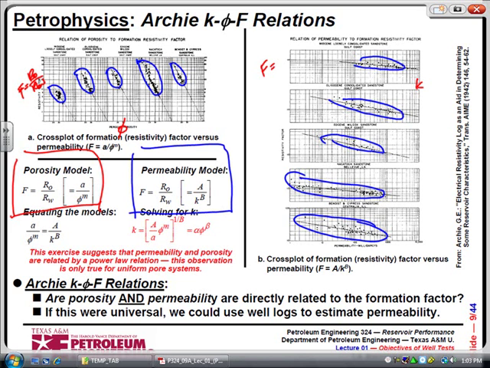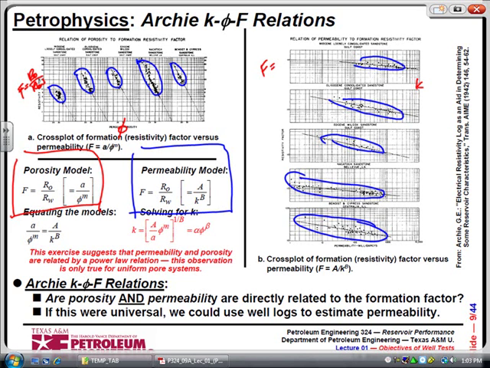Now, for those of you who had me for Petty 311, be quiet for a minute, and let's pick on someone who didn't. Who wants to volunteer? Should permeability be correlated with the resistivity factor? Any ideas? Somebody volunteer. Okay. I would say yes. Okay, now you've jumped to the end of the story.